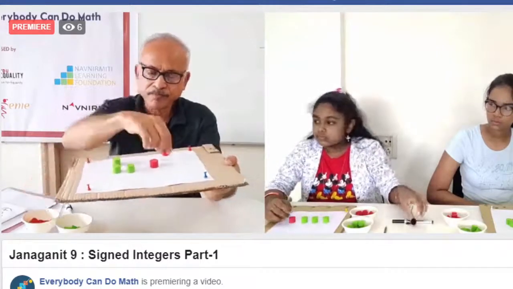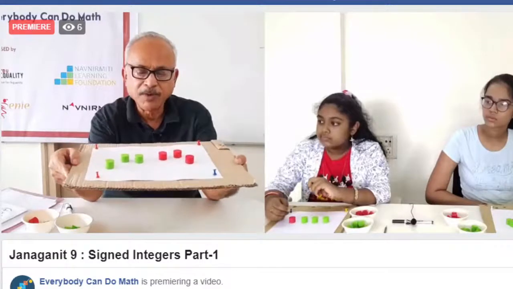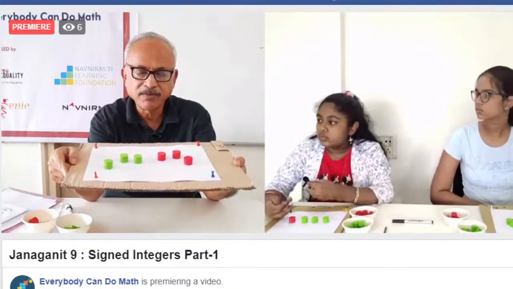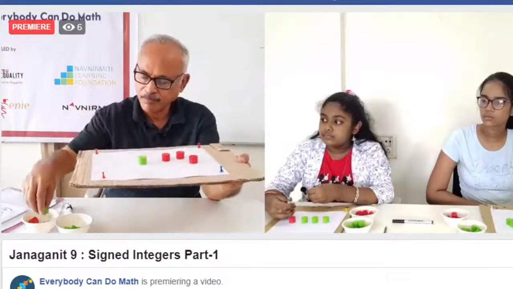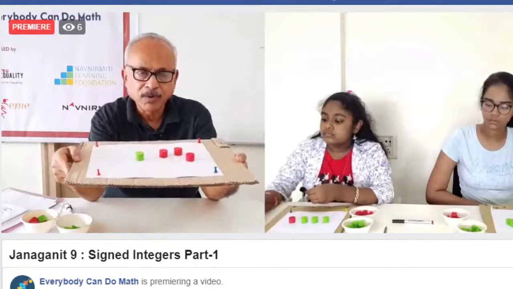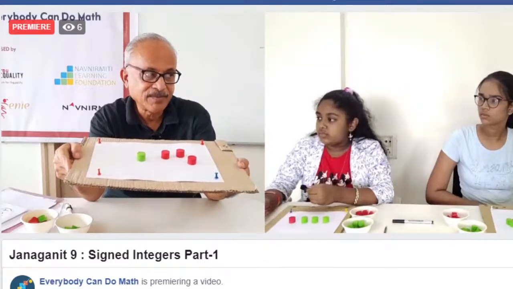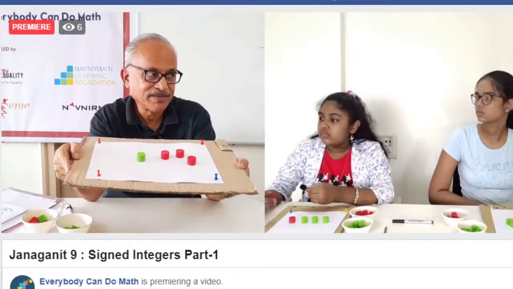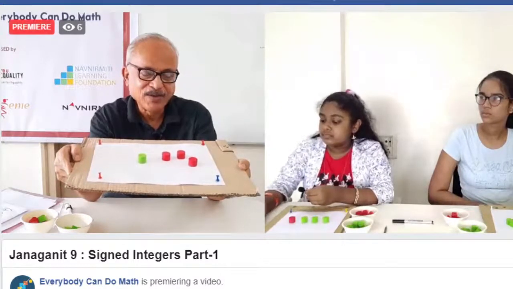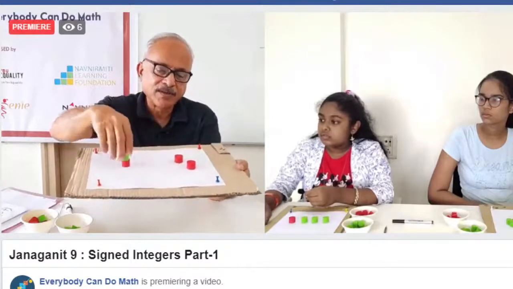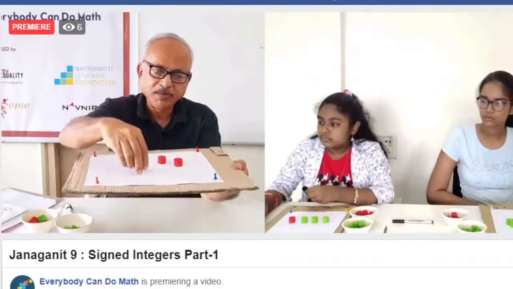I'm going to give another problem. Can you tell me now what is the value of my account? 0. Okay, I'm giving another problem. What is the value of my account? 1 positive and 3 negative. So what is the value? 2 negatives. So the value of this is 0, and what remains is 2 negatives.